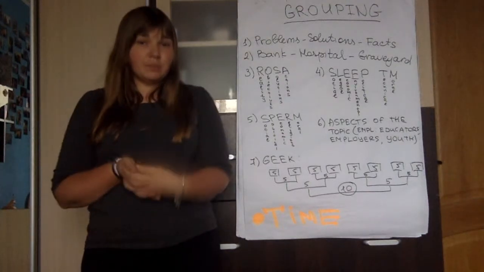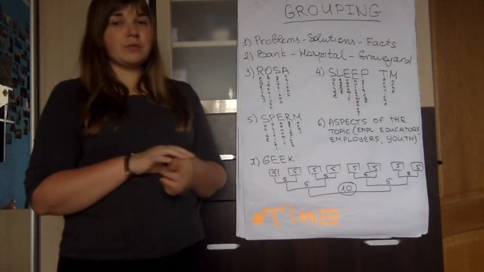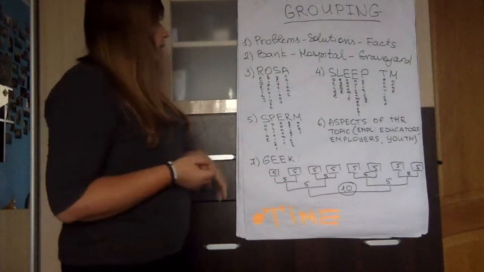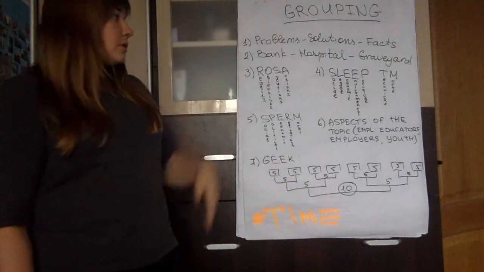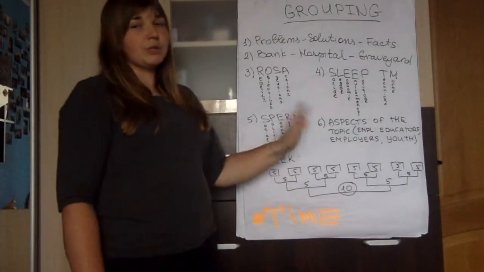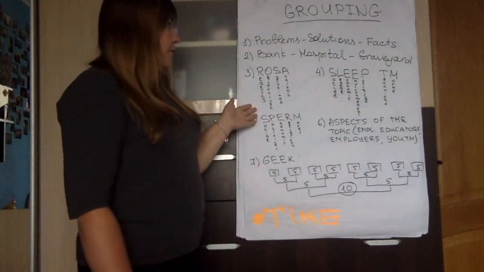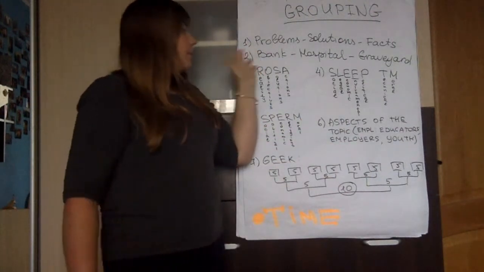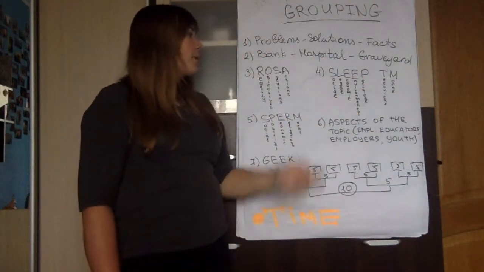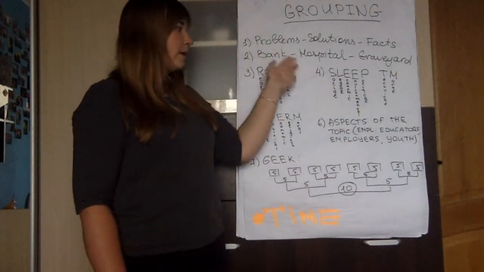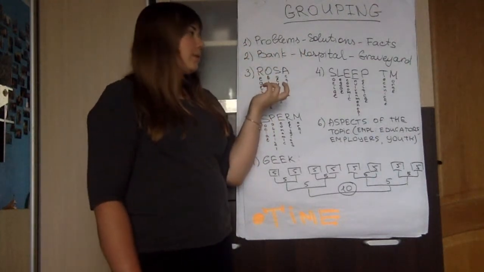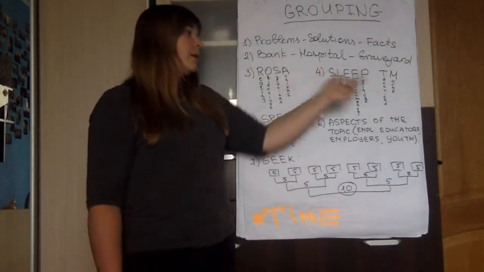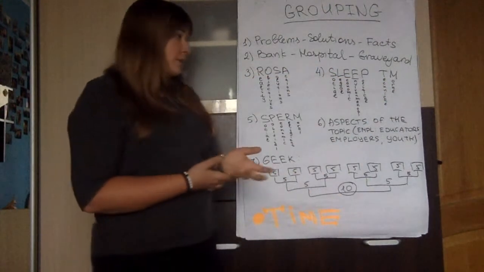Usually you do it on a flip chart. There are many different ways of grouping, and they can also be amended according to your topic. First of all, it's problems, solutions, and facts. It's just when you divide the flip chart into 3 parts. In one part you have problems, in another solutions, in the third part facts. Or it can be bank, hospital, graveyard, where you have the most valuable ideas in the bank, ideas that can be included in the resolution but should be amended in the hospital, and the graveyard is for absolutely useless ideas.